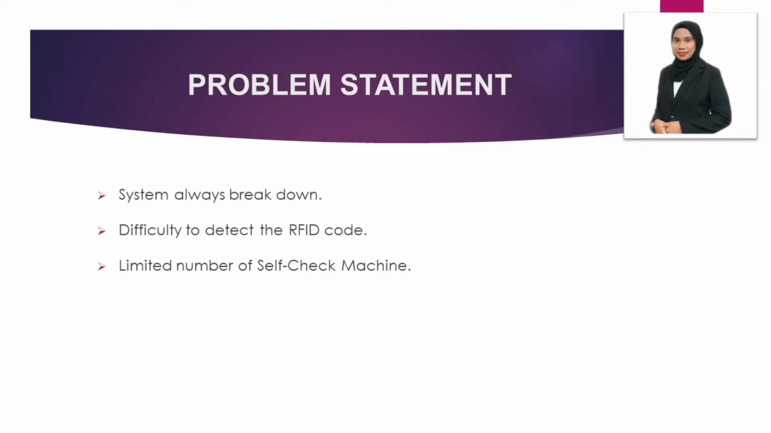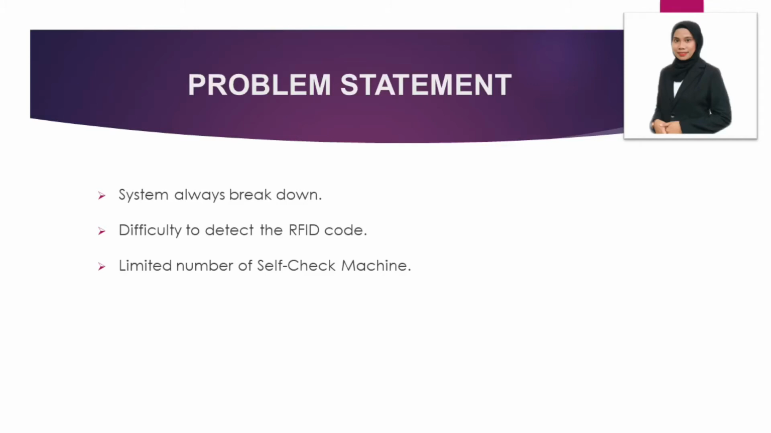The second problem is that it is difficult to detect the RFID code on the staff and student card or the code on the resources such as books, journals, encyclopedias and others. For example, if there are scratches, tears, unclear parts or other defects on the RFID code, the system is not able to detect the code. When this situation happens, the user cannot borrow the resources to complete their task.